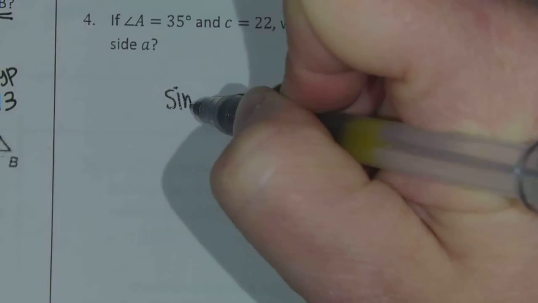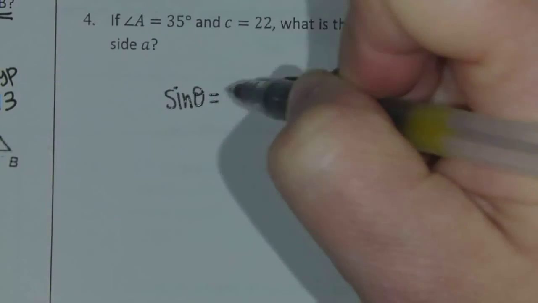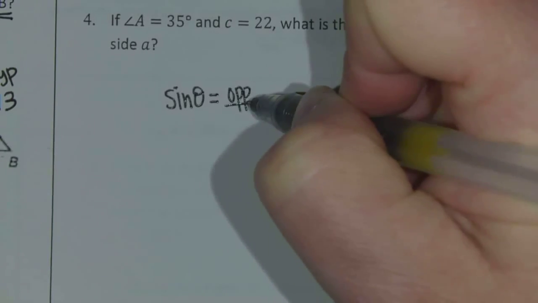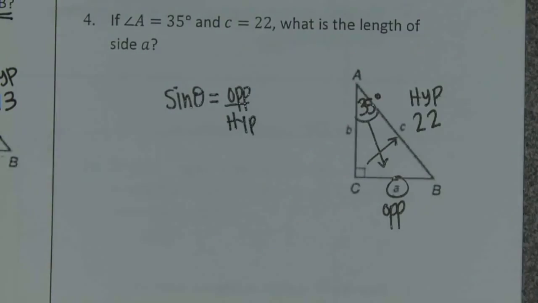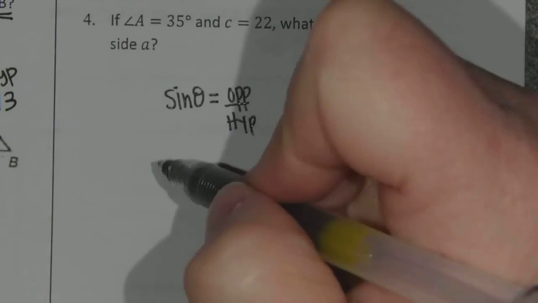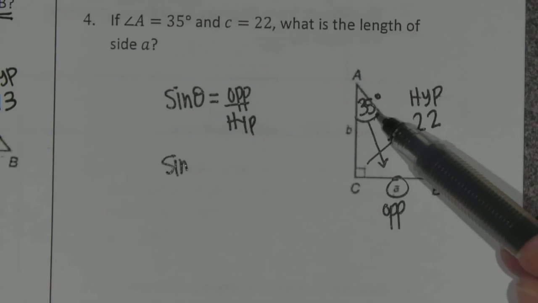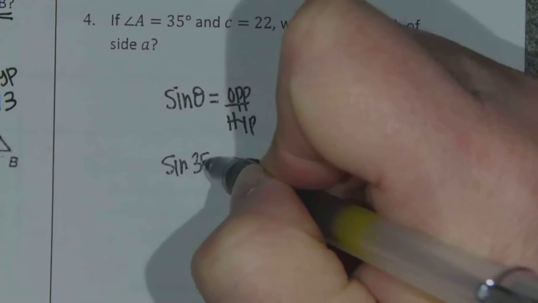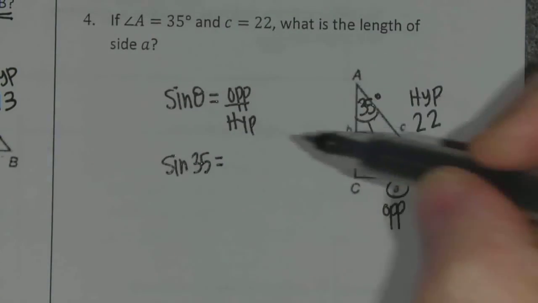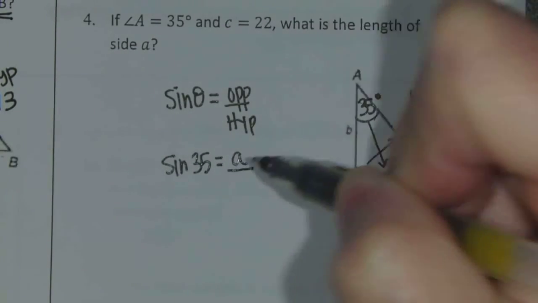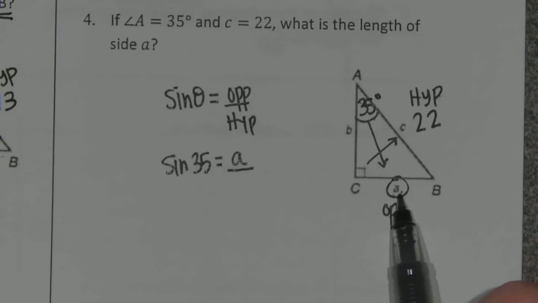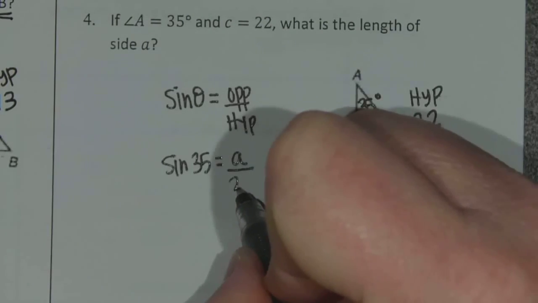And I like to just write down the rule. The rule says the sine of the angle equals the opposite over the hypotenuse. And I'm just going to substitute my information into that formula. So what's the angle? 35. Yeah, so the sine of 35 equals the opposite, which I don't know. I'm going to call it the letter A because that's what it is here, over the hypotenuse, which is 22.